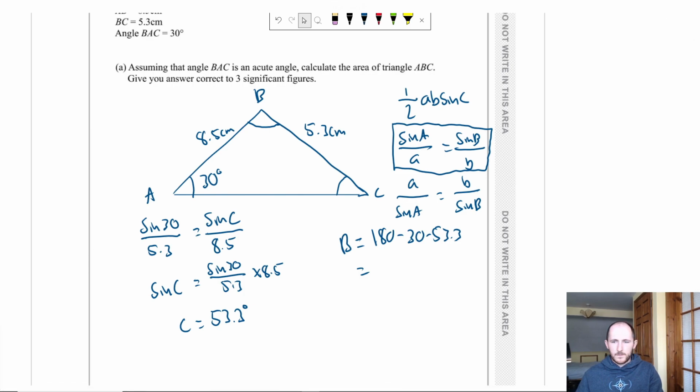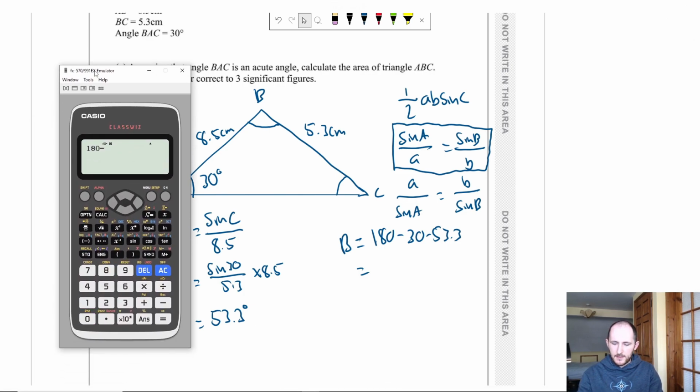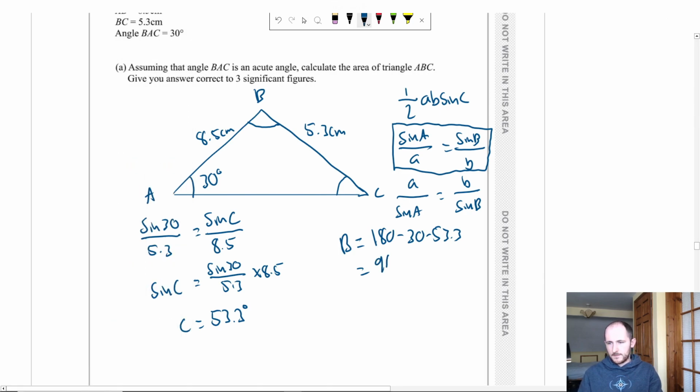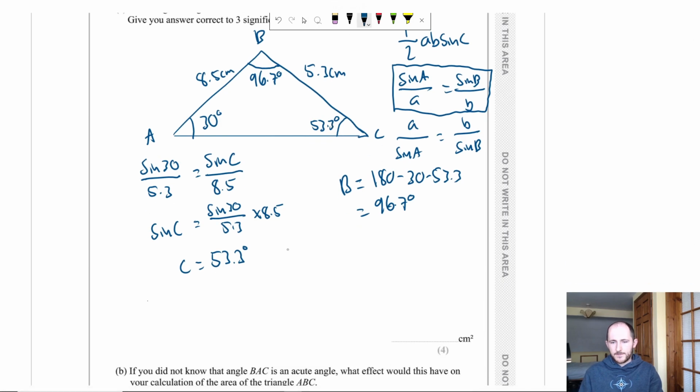Let's do it. 180 minus 30 minus answer gives me 96.7 degrees, let's call it. Okay, so now we have both of these. And so I'm now going to use the area formula, using this side and this angle, to work out the area. It is equal to half times 8.5 times 5.3 times sine 96.7.